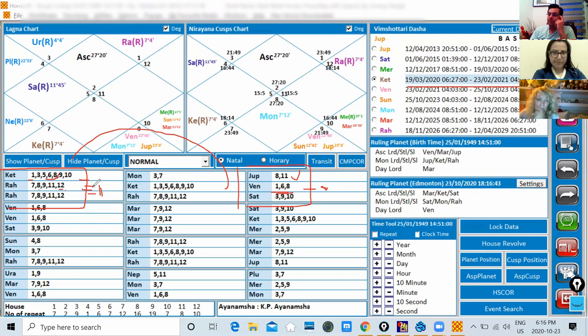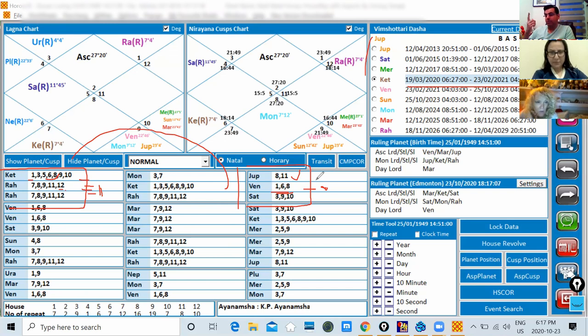Now, we'll cover this topic of health extensively. I'm just giving you the hint that you are looking at only two planets, but the meaning changes with every question. The answer changes with every question. The 1, 6, 8, 12 could be expenses from the hospital.